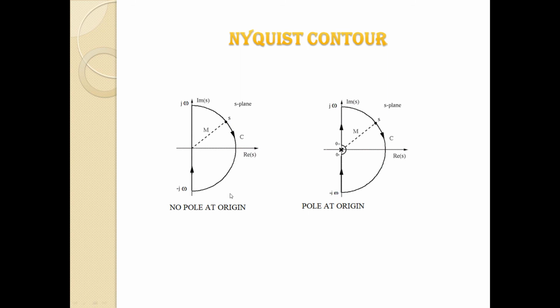The Nyquist contour will cover the entire right hand side of the imaginary axis. So when there is no pole at the origin, then we will consider this Nyquist contour, which actually has 3 sections. For the first section, it goes from this side to this side. That means omega is varying from 0 to infinite. So this one becomes section 1. And for section 2, we will consider the semicircular path which has the infinite radius.